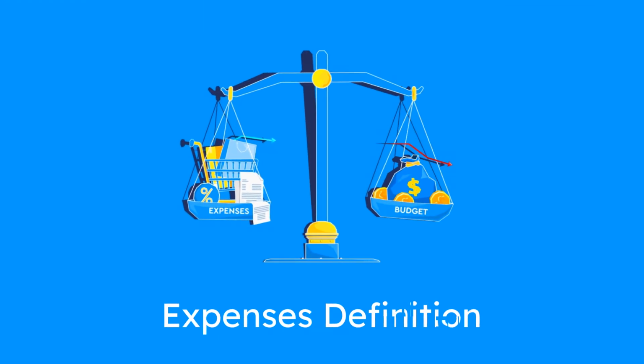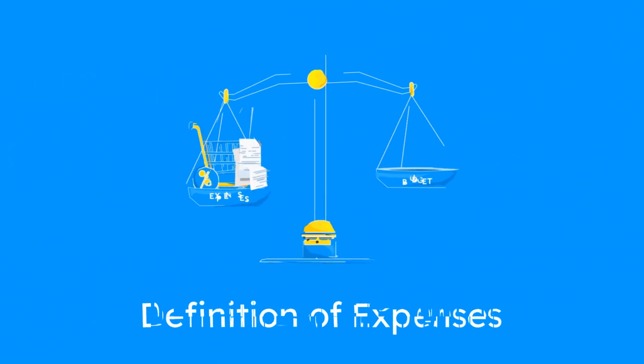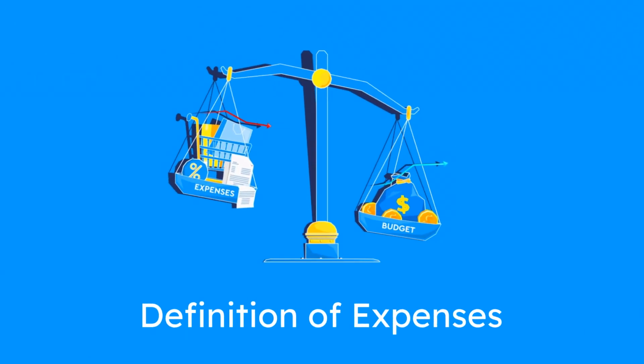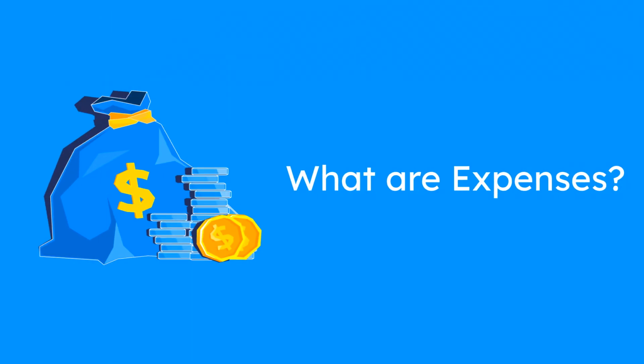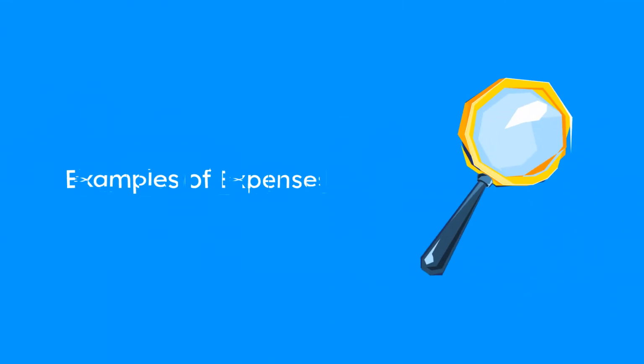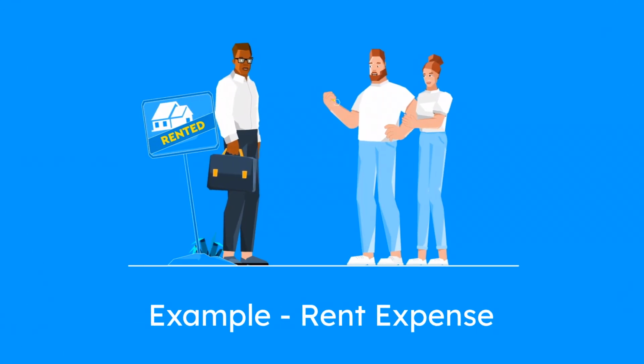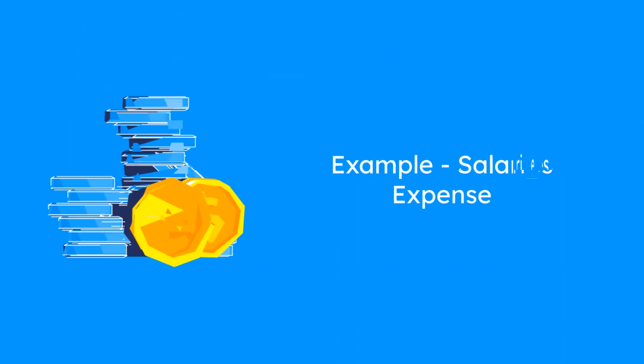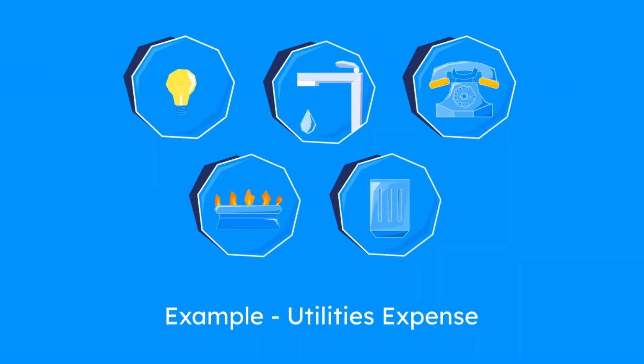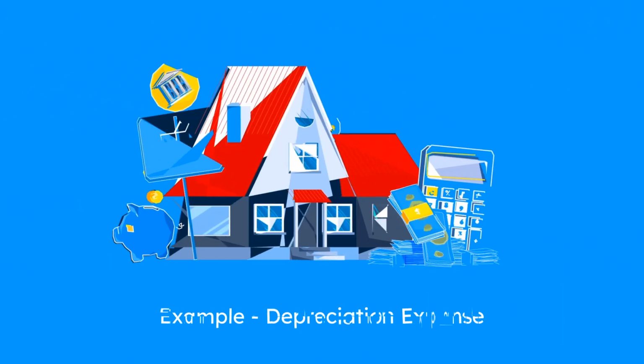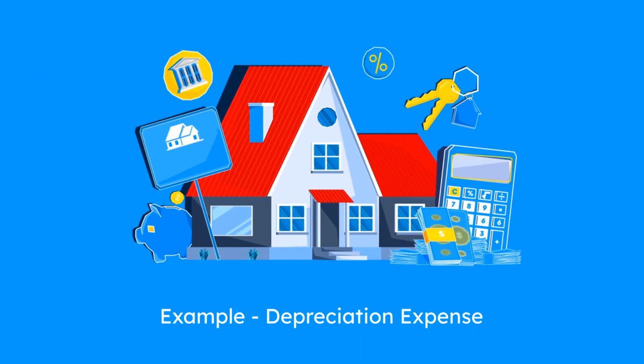Expenses. Definition: Expenses are the costs incurred by a business to generate revenue. These accounts record the outflow of money or assets and decrease the company's equity. Example: Rent expense, cost of leasing a space. Salaries expense, wages paid to employees. Utilities expense, costs for electricity, water, etc. Depreciation expense, the allocation of the cost of a tangible asset over its useful life.